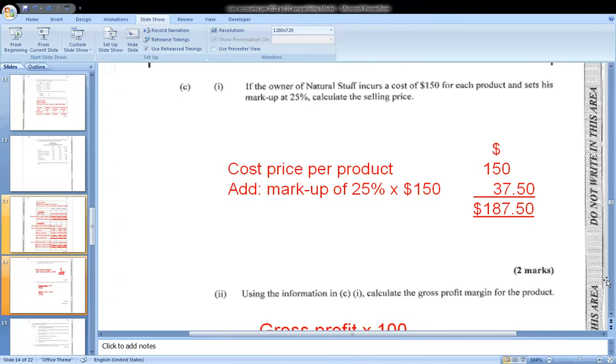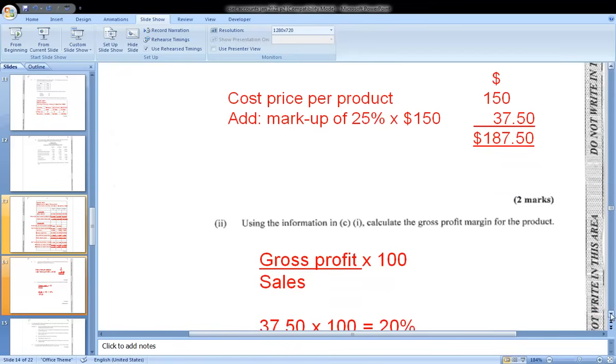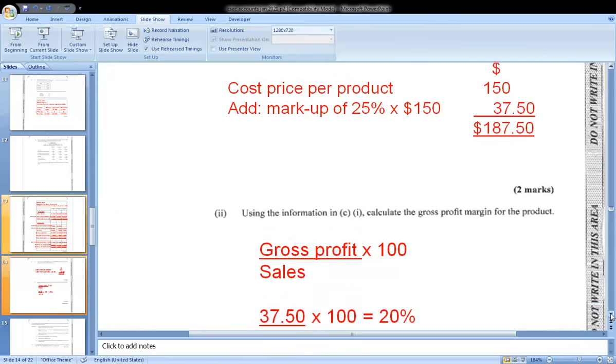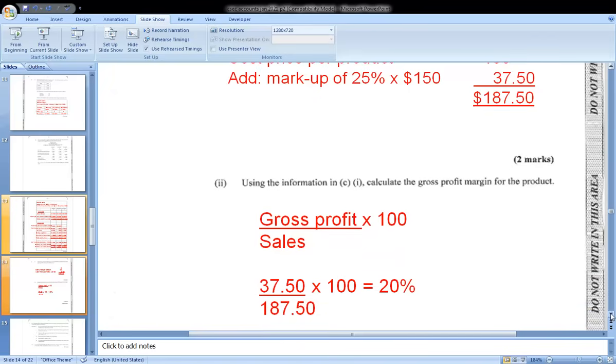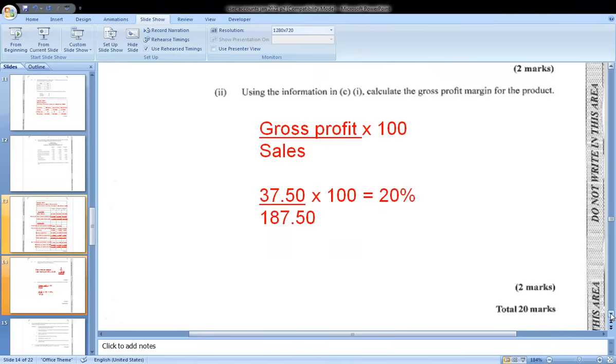2 marks for that. The next section says, using the information in C1, which we just worked out, calculate the gross profit margin for the product. You know the formula, gross profit over sales times 100. So our gross profit is $37.50 and our sales is $187.50 times 100, and that gave us 20%, and that is 2 marks. So in total, question 3 is worth 20 marks. So there you have it. We have completed questions 1 to 3 of the CSEC Principles of Accounts January 2020 paper. Stay tuned for part 2.